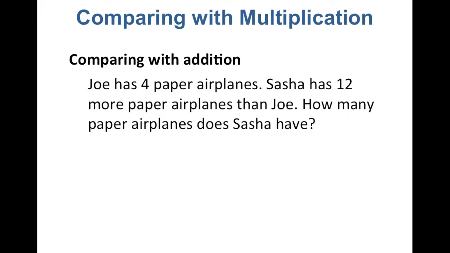This problem reads, Joe has 4 paper airplanes. Sasha has 12 more paper airplanes than Joe. How many paper airplanes does Sasha have?